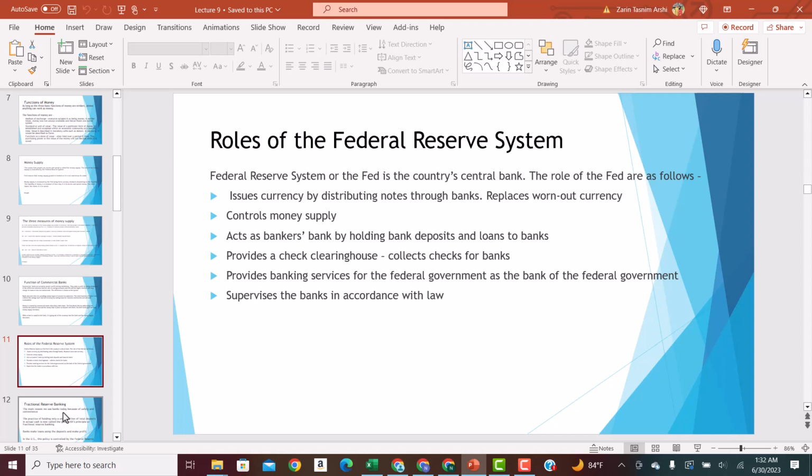The Fed also provides a check clearing house. It collects checks for banks and basically makes sure that the checks are cleared. It also provides banking services for the federal government. It can provide deposit accounts, other savings accounts, and other types of merchant account services to the federal government, such as the IRS or the Department of Homeland Security. They can have accounts with the Federal Reserve Bank. Finally, they are basically supervising all the other private banks and making sure that all the banks are following the rules and regulations properly.